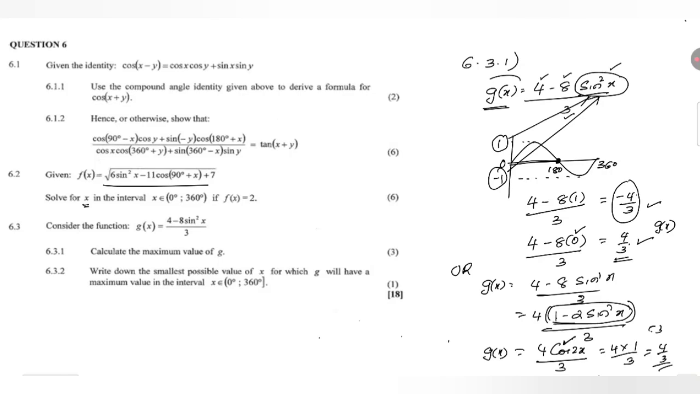Now the last question, 6.3.2. Write down the smallest possible value of x. We already found it. What is the x value? The angle at which the graph is going to be maximum? X is 180, isn't it? From 0 to 360, here the answer is x is equal to 180. You will get the maximum value of g of x. What is the value of sine 0, isn't it? When you substitute the 0 there, you got the maximum value of g of x, 4 over 3.